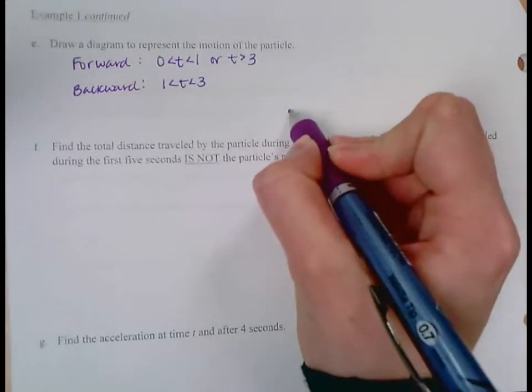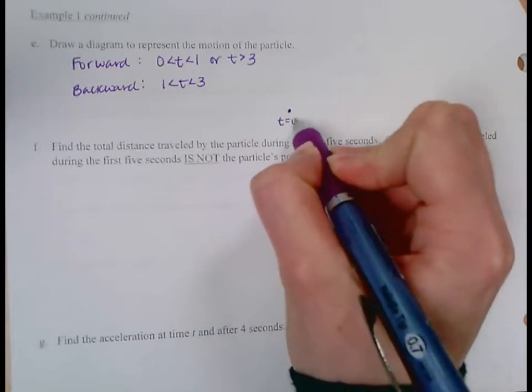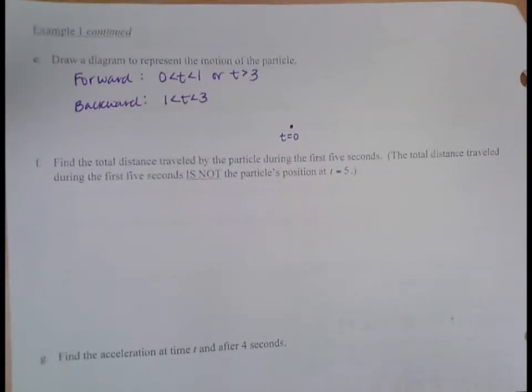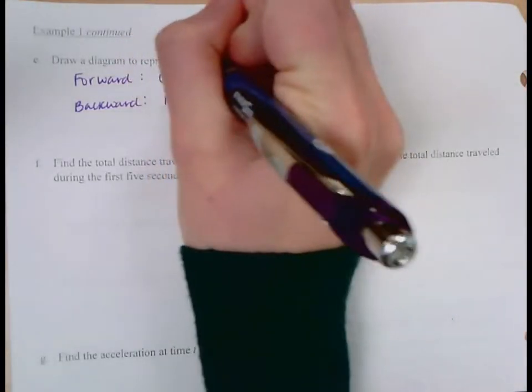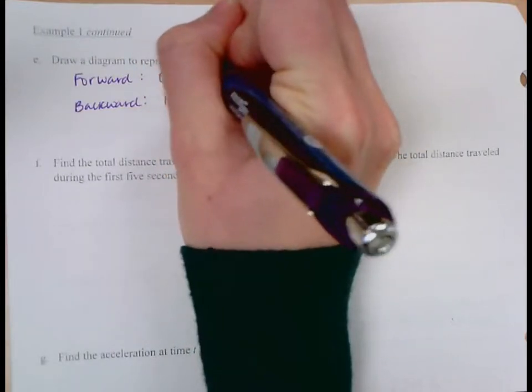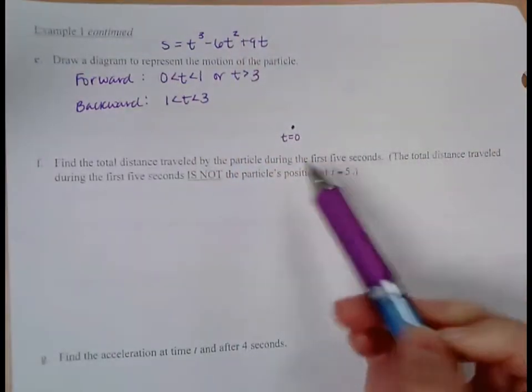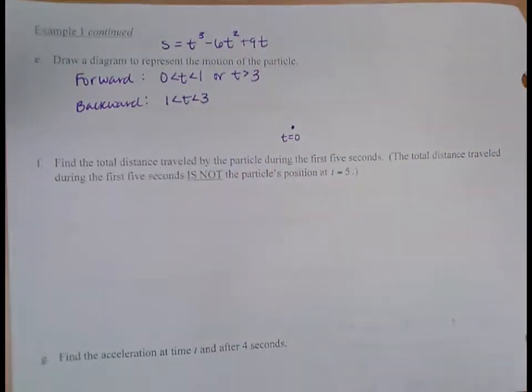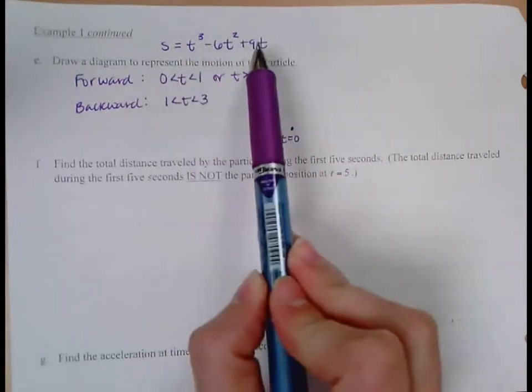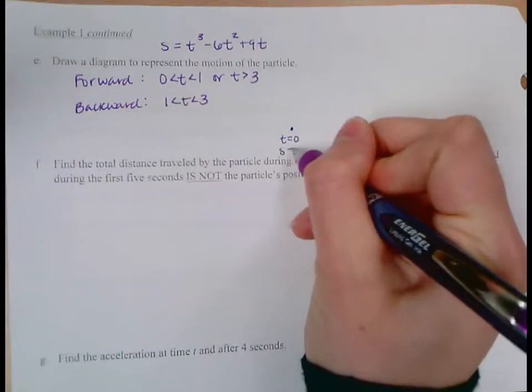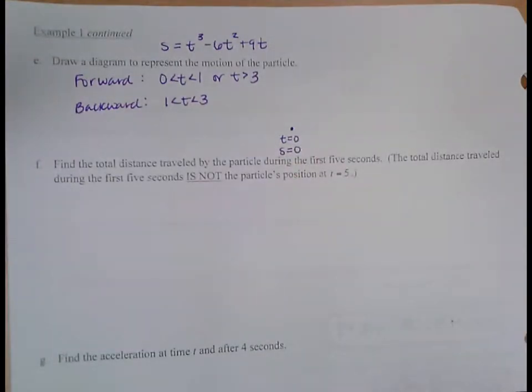But I'm going to say here, this is my starting point, so this is time 0, and I'm also going to write, so that you don't have to flip back and forth, what our position function is. I'll write that up here. That was t cubed minus 6t squared plus 9t. What I'm also going to include is the starting position. At time 0, if I substitute that in, I'm at a position of 0 as well.